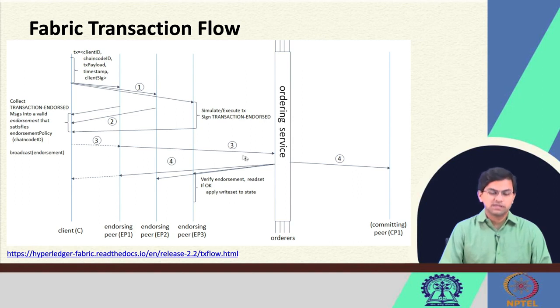The ordering service collects all those transactions, puts them in a block and sends the block back to all the peers. By all the peers, it might be the peers which did not endorse the transaction, so those are committing peers, and there might be peers who also did endorse that particular transaction, the endorsing peers. So, at this point this transaction has been mined in a particular block.